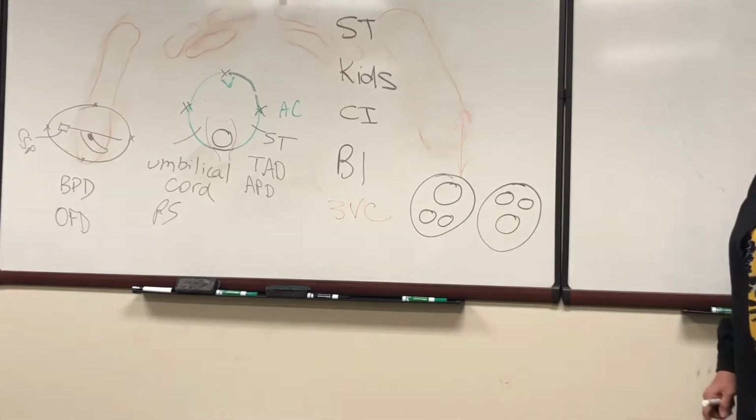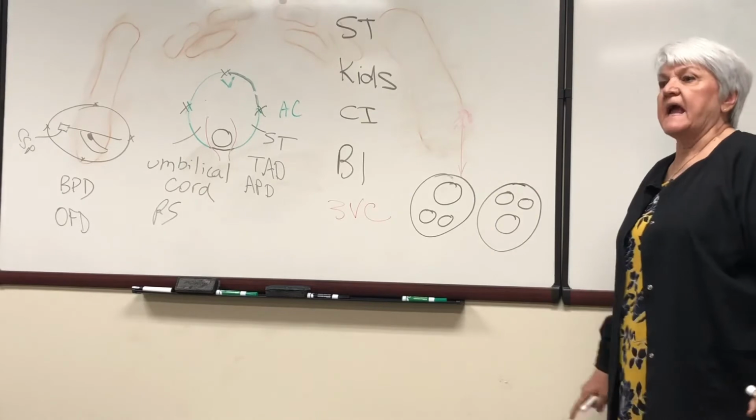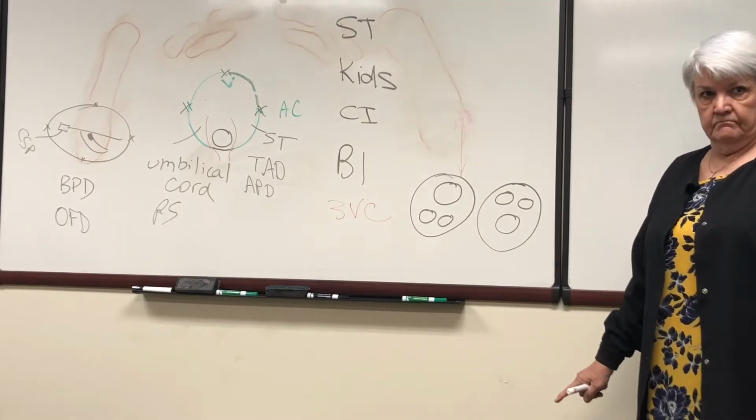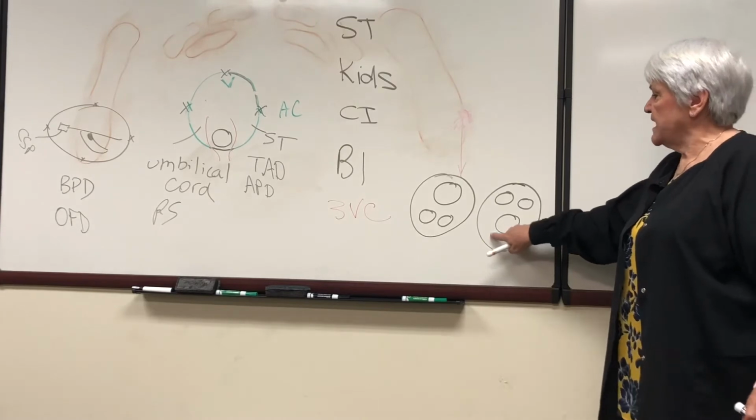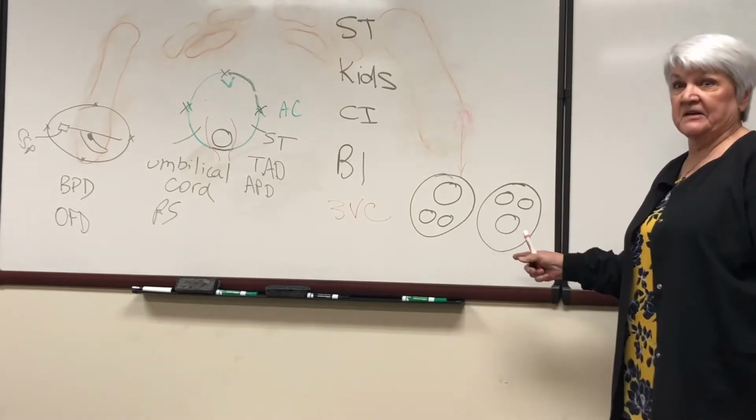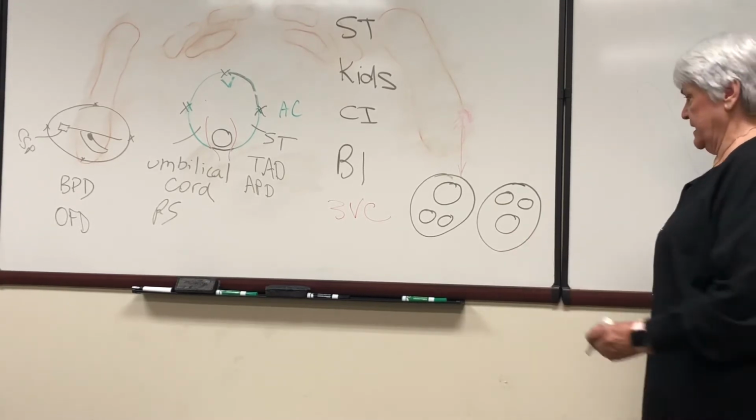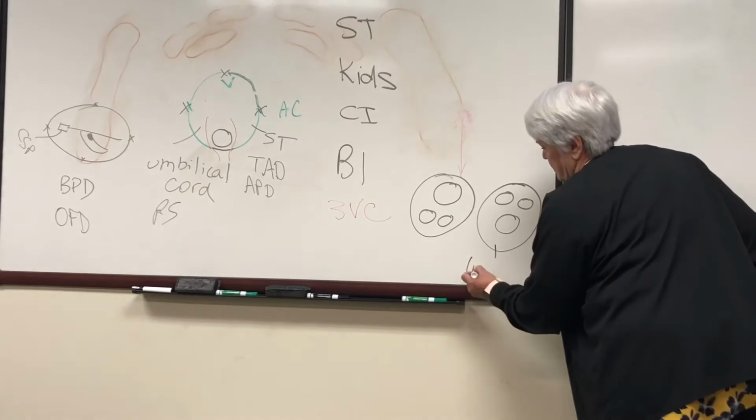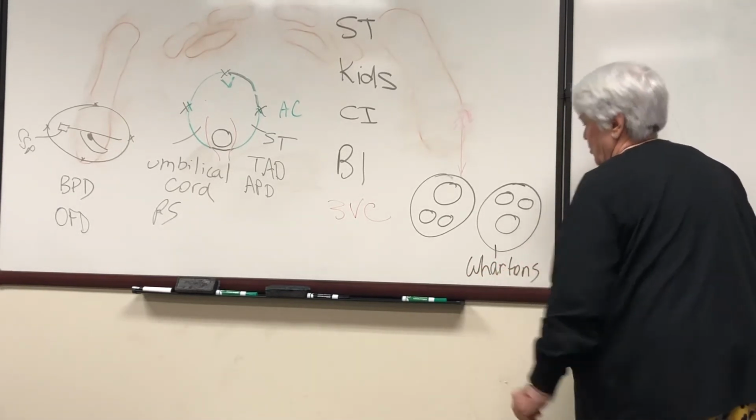Okay? Now the covering of the umbilical cord is amnion. Okay? The cover of the cord. This stuff, the homogeneous stuffing, like a hot dog, is called Wharton's jelly.